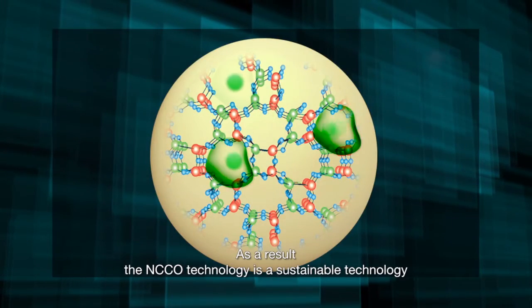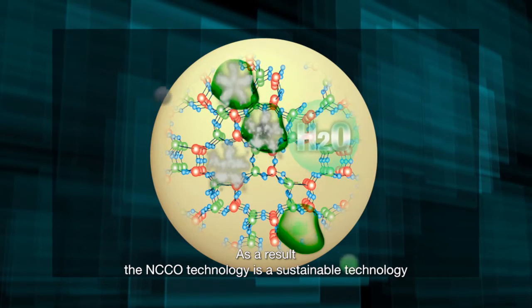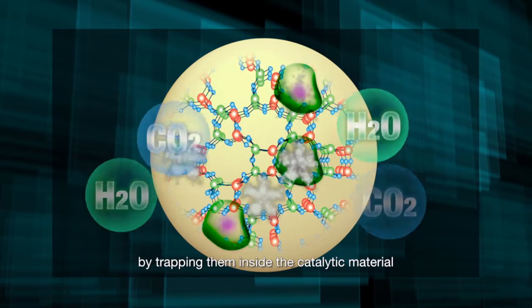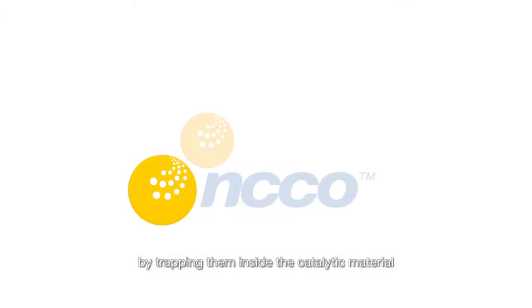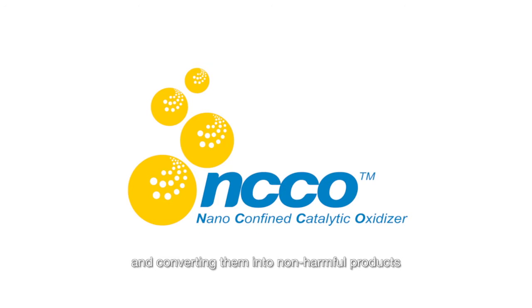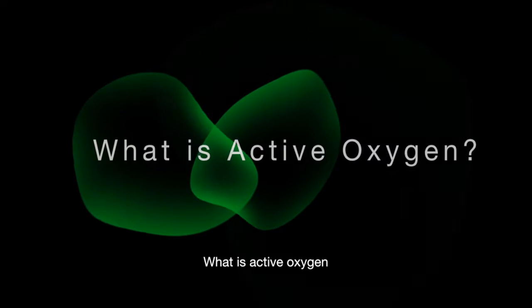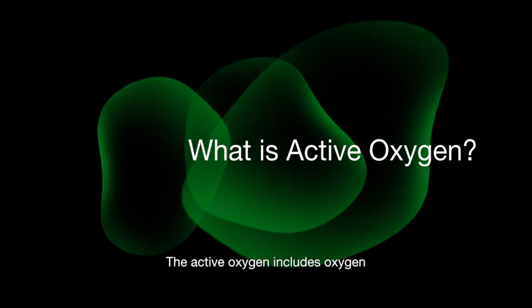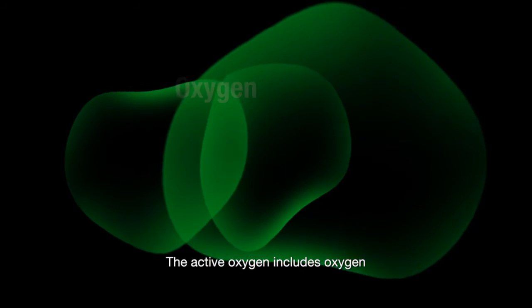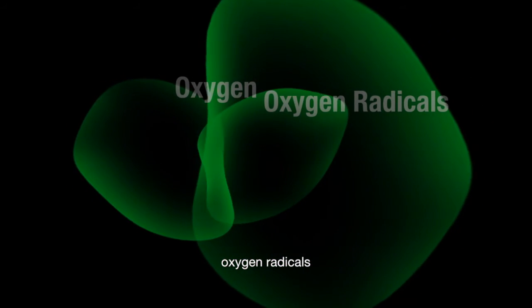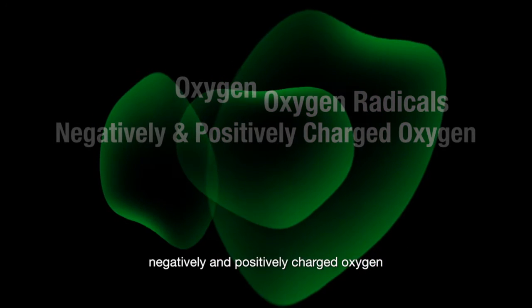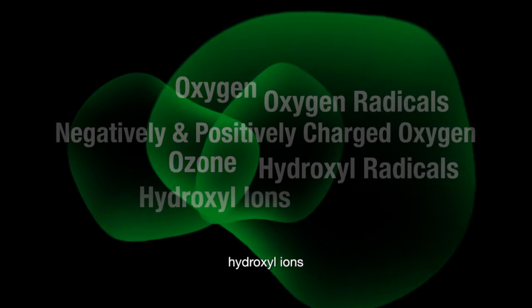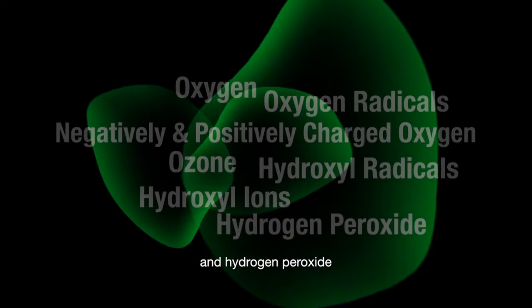As a result, the NCCO technology is a sustainable technology which can remove pollutants from the environment by trapping them inside the catalytic material and converting them into non-harmful products. What is active oxygen? They are highly reactive molecules with oxygen atoms. The active oxygen includes oxygen, oxygen radicals, negatively and positively charged oxygen, ozone, hydroxyl radicals, hydroxyl ions, and hydrogen peroxide.